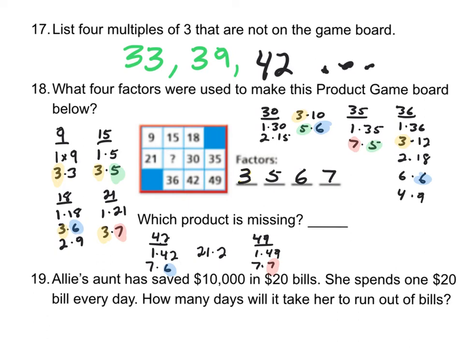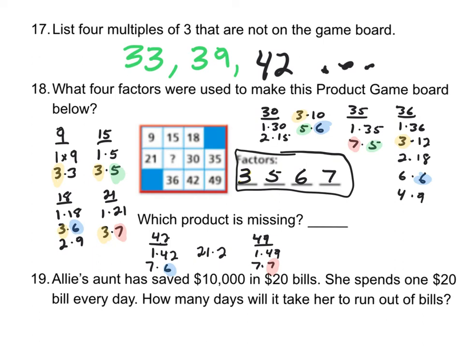Now let's see if we can make every single number in this grid by using these factors. Let's try it. How do you make 9? 3 times 3. How do you make 15? 5 times 3. How do you make 18? 6 times 3. How do you make 21? 7 times 3. How do you make 30? 6 times 5. How do you make 35? 7 times 5. How do you make 36? 6 times 6. How do you make 42? 7 times 6. How do you make 49? 7 times 7. All right, awesome.